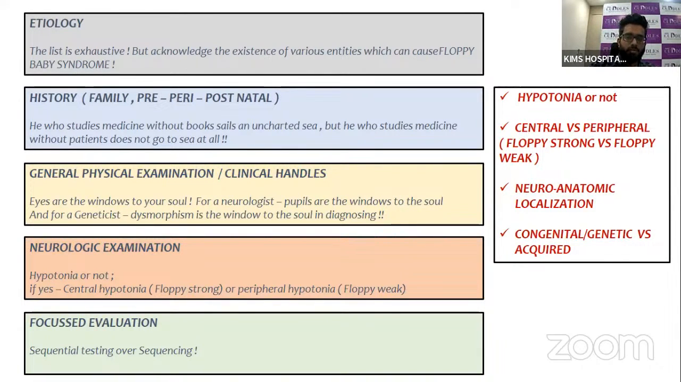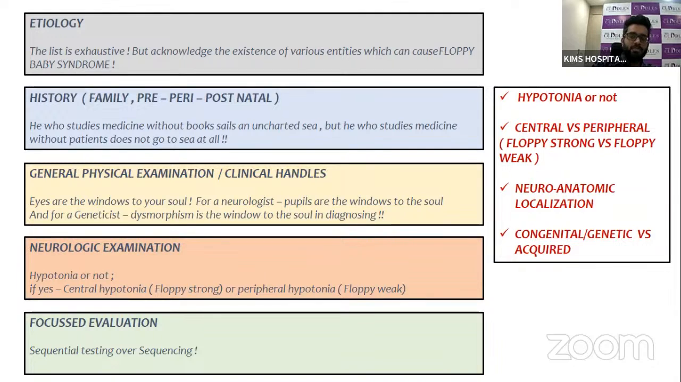Is it hypotonia or not? These are the questions. The second question is, if it's hypotonia, then are you dealing with central hypotonia or peripheral hypotonia? Central hypotonia is referred to as floppy strong by many authors, and peripheral hypotonia is floppy weak. And after differentiating central and peripheral hypotonia, the next important question is: where is the neuroanatomic localization? For example, if you're talking about a floppy baby with peripheral hypotonia, am I talking about anterior horn cell? Am I talking about neuromuscular junction? Am I talking about muscle itself? So the localization is extremely important.